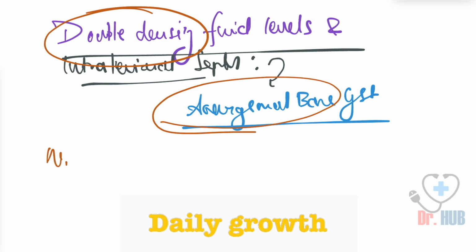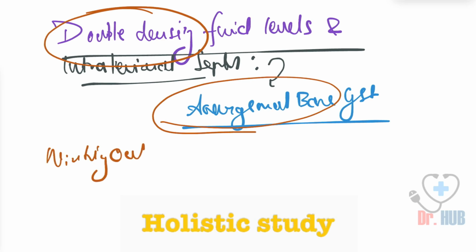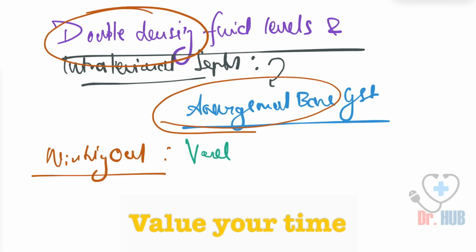Now, when we look at the winking owl sign, what does the winking owl refer to? The winking owl refers to the vertebral metastasis.